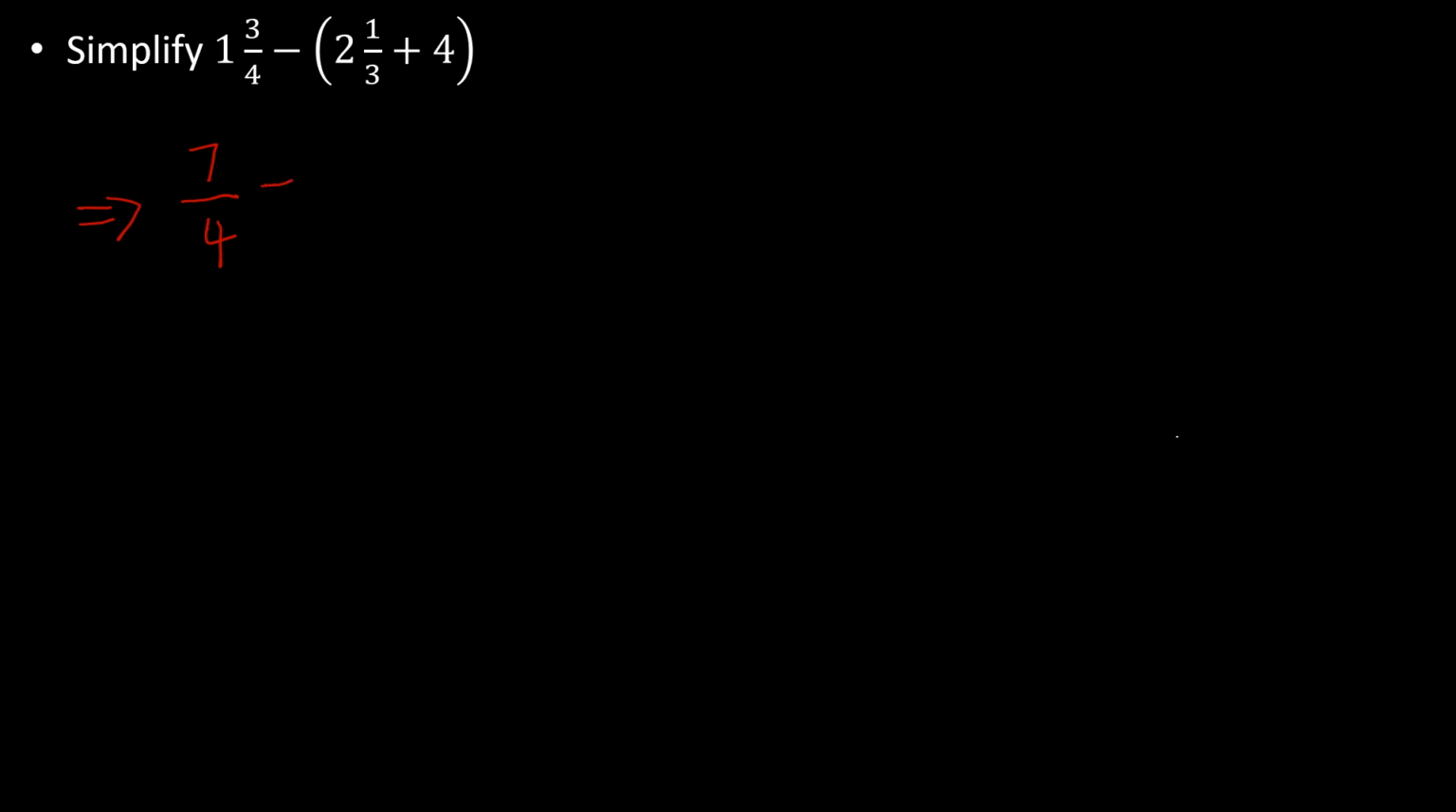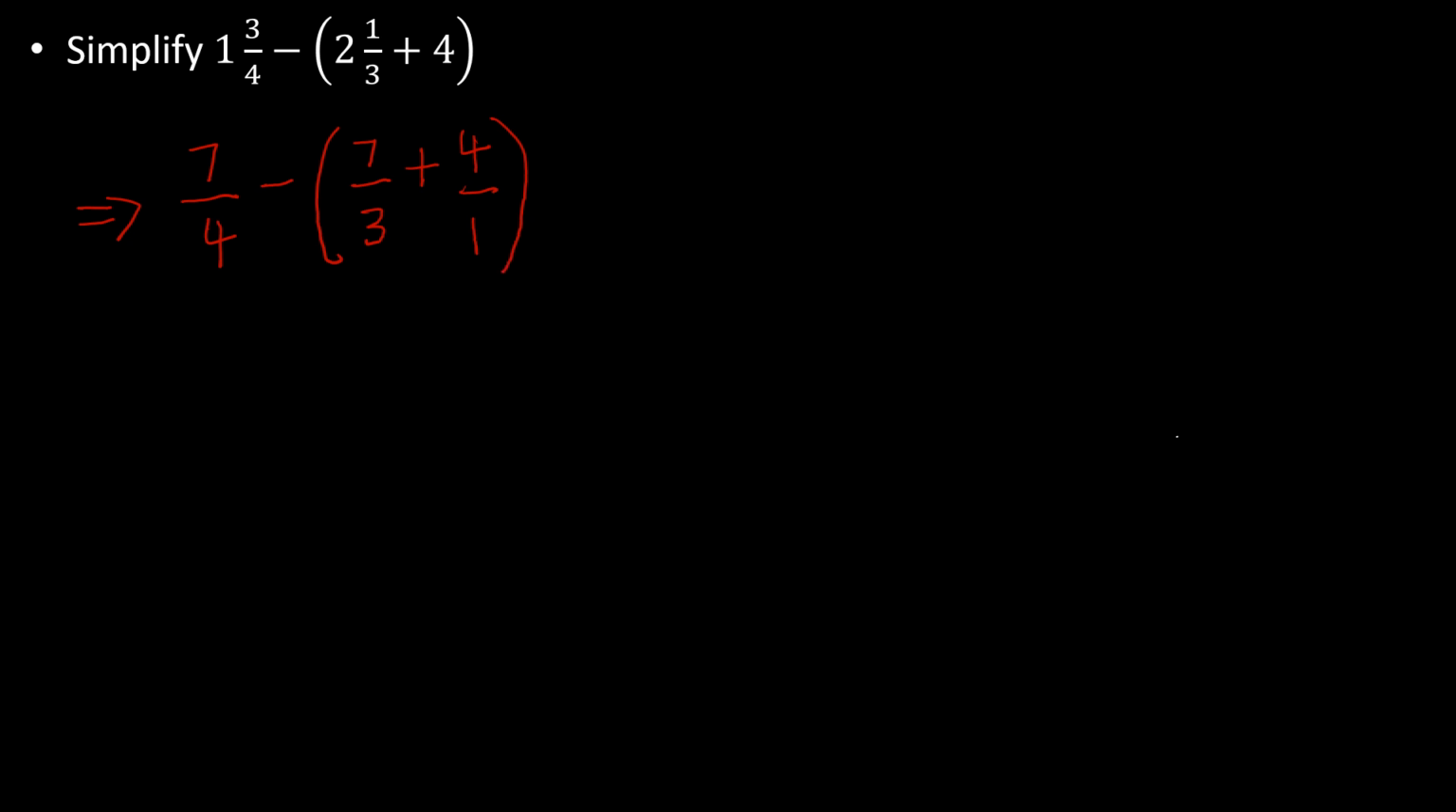Minus, we have a bracket. Now we're going to convert 2 whole number 1 over 3 to an improper fraction, and we'll multiply 2 by 3, and we're going to have 6. And if we add the numerator, which is 1 to 6, we're going to have 7 over 3. And we add what? We have 4. Now remember, 4 is the same thing as 4 over 1. And so therefore, we've simplified our expression further.